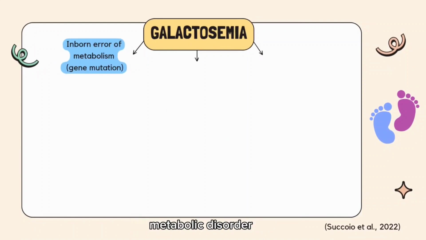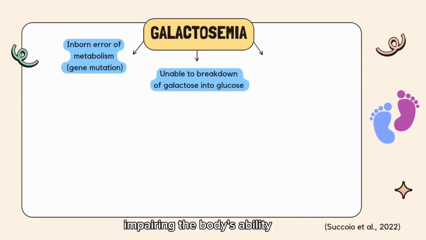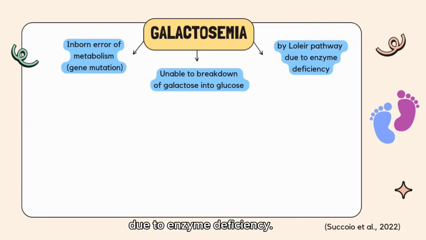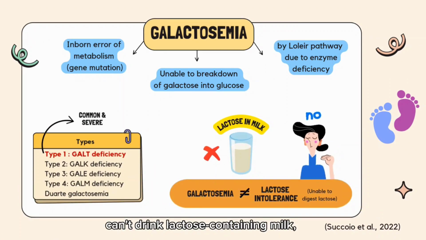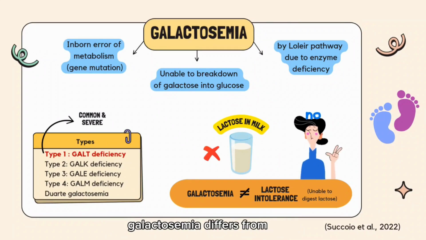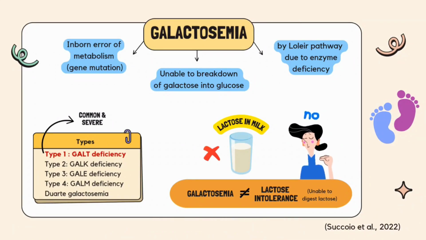Galactosemia is an inborn metabolic disorder caused by a gene mutation impairing the body's ability to convert galactose into glucose via the cellular pathway due to enzyme deficiency. It is classified into several types, and today we will focus on type 1. Although galactosemic babies can't drink lactose-containing milk, galactosemia differs from lactose intolerance. Since galactose is a part of lactose, that is why they need lactose-free milk.